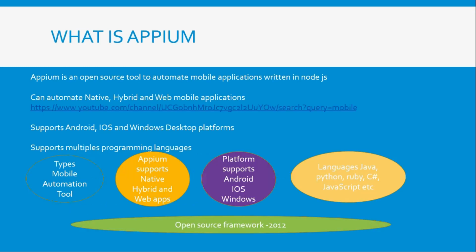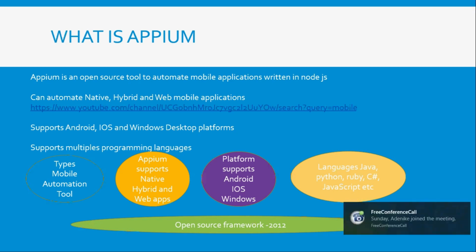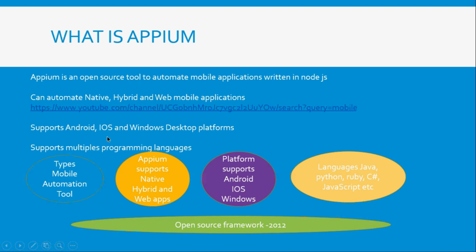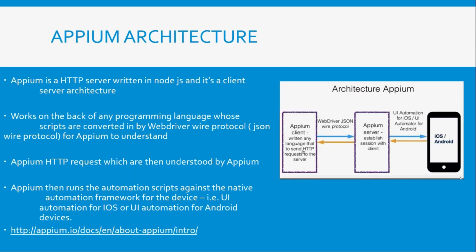So we talked about APPIUM. APPIUM is an open source tool that is used to automate mobile applications, and it is written in Node.js. Now it supports Android, iOS, Windows and Windows desktop platforms. It supports multiple programming languages, and it is an open source framework. Now, APPIUM is an HTTP server written in Node.js, and it's a client-server architecture.